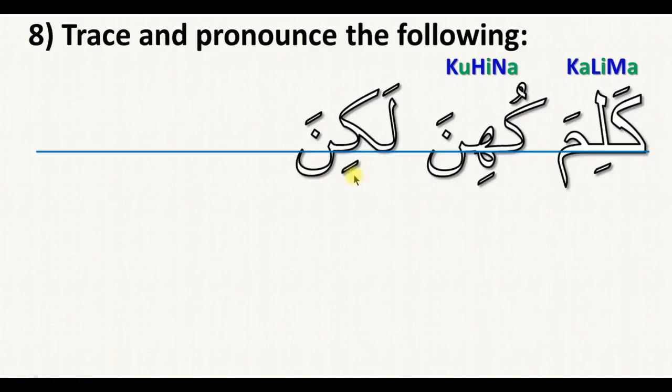Here K is in the middle of the word. L, K, N, dot, vowels. L-A La, K-I Ki, N-A Na, lakina.